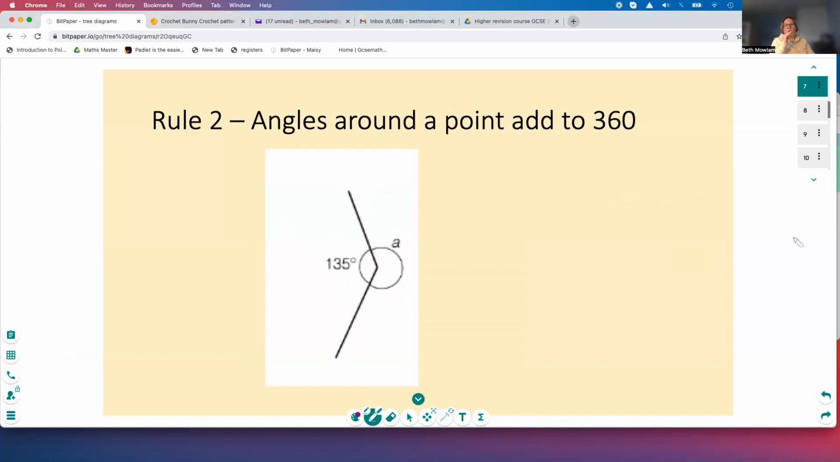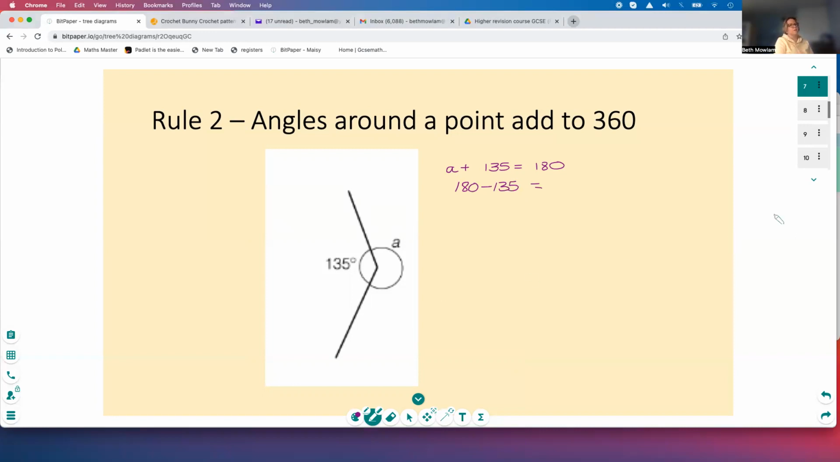So angles on a straight line add up to 180 degrees. Angles around a point add up to 360 degrees. So if we already know what one of them is, we know that something add 135 equals 180. So we've got to do the opposite of adding. We're simply going to do 180 minus the one we know.